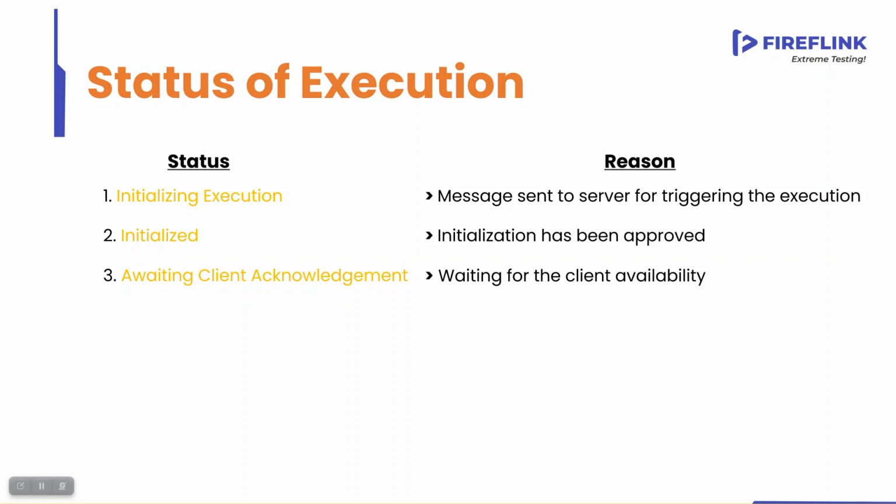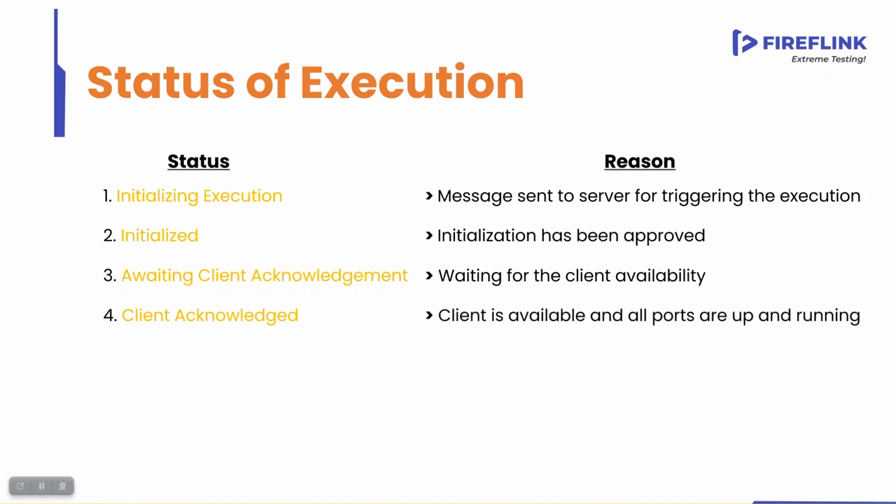If it is not up and running, then what is going to happen? The execution is going to get cancelled automatically. Why? Because without the FireFlink client, we cannot do the execution. If the FireFlink client is available, then you will get the next status, client acknowledged. This indicates that the FireFlink client is up and running on that particular local machine. So the client is available and all the ports are up and running.